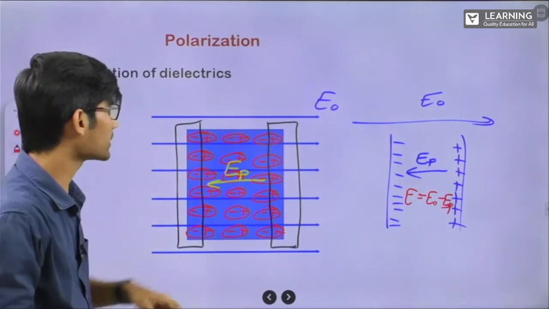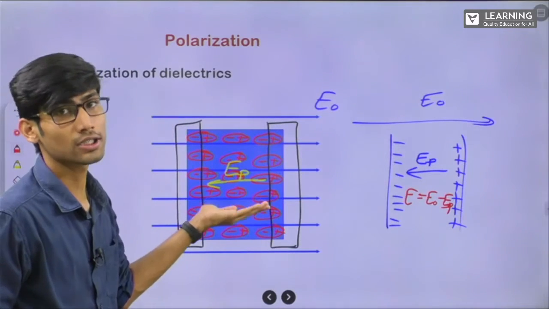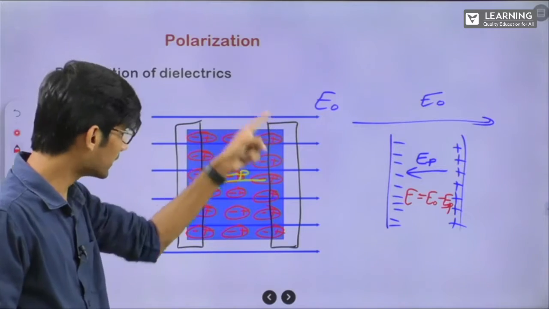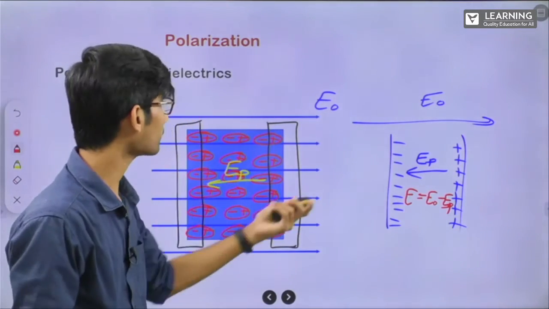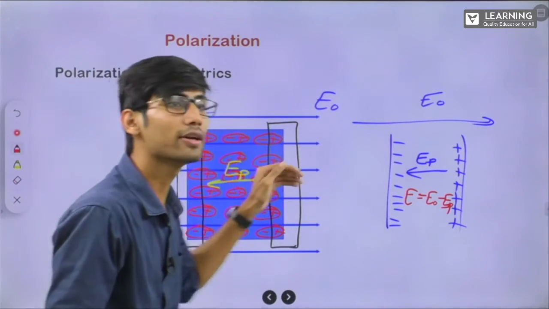Because this electric field was there, which was in this direction. The electric field due to polarization, or induced electric field, whatever you say, is in this direction. Net electric field inside this will be E naught minus EP. Okay, clear? So finally what will happen? The electric field will be reduced.